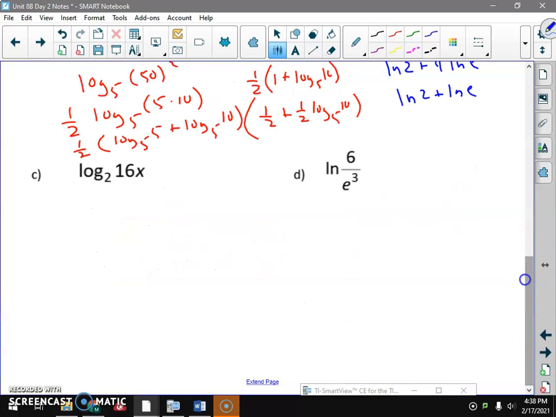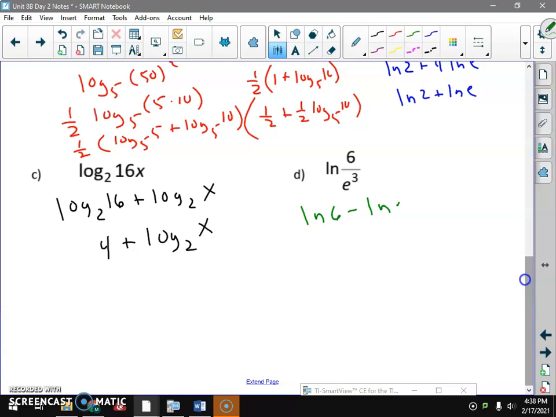Kind of rushing through. Got a little bit less than a minute, but we got this. Log base 2 of 16 plus log base 2 of x. 2 to what power equals 16? You got it, 4 plus log base 2 of x. We are simplifying. And finally, ln of 6 minus ln of e cubed, ln of 6 minus, take that shortcut, call it 3.